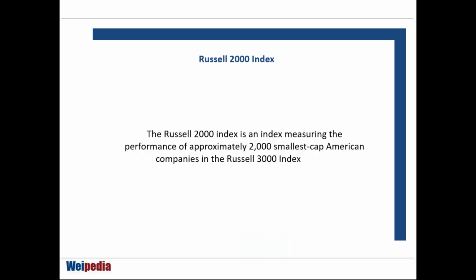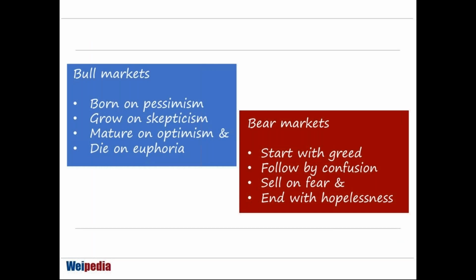Okay, so what is this? One of the best benchmarks to study and understand small cap is the Russell 2000 index. Whether it's cash or futures, they are the same. Okay, so now what is the Russell 2000 index? It is an index that measures the performance of about 2,000 smallest cap American companies in the Russell 3000 index. So this is the small caps of the listed stocks in the US market.